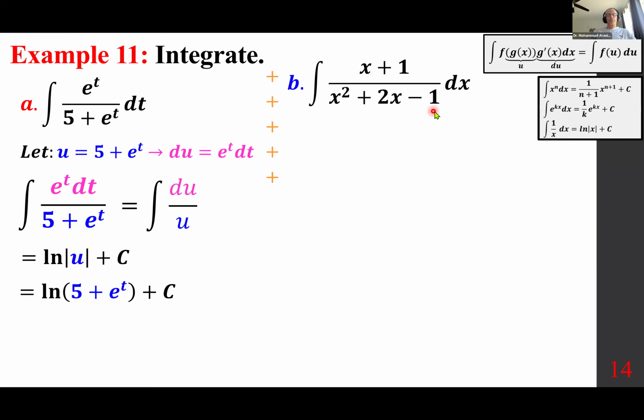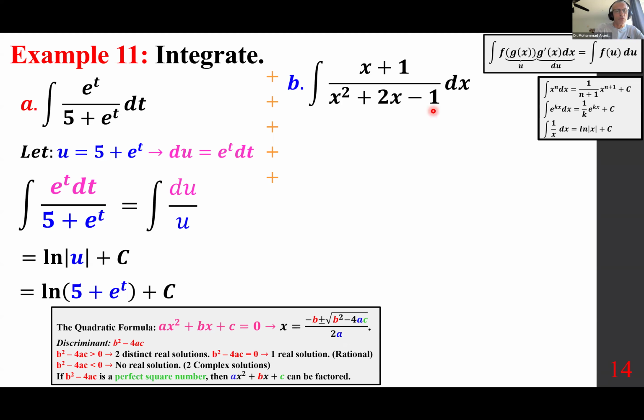What about this one? Can we simplify? Can we factor? The answer is no. How do we know that? I want to remind you of the quadratic formula. ax squared plus bx plus c equal to 0. x is minus b plus minus the square root of b squared minus 4ac over 2a. And b squared minus 4ac is called the discriminant.